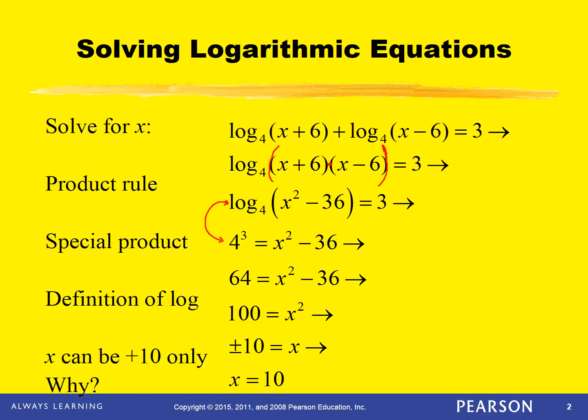Well, as we said, we simplified 4 cubed. We added 36 to both sides. Definition of the logarithm, that's really what happened up here. Took a square root of both sides. One side is plus or minus, but not the minus. X equals 10. We said the reason why it was 10 and not negative 10 is that you can't have a non-positive argument of a logarithm.